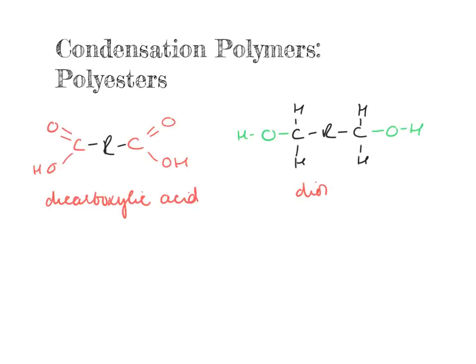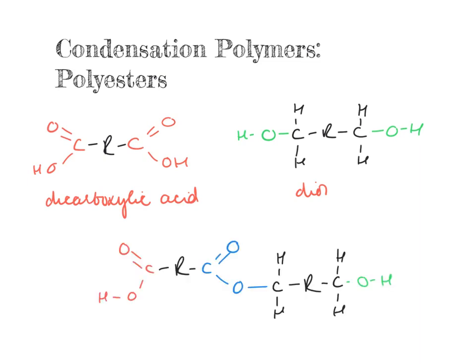Okay, so here we've got two generic starting materials for making a polyester. So here we've got a dicarboxylic acid, and here we've got a diol. So two alcohol groups, one on either end. And you should recognise this as being able to make an ester link. So a carboxylic acid group reacting with an alcohol group gives you an ester link and releases a molecule of water. So in this reaction of a dicarboxylic acid with a diol, you would make a link that looks like this, and you should recognise this as an ester link.